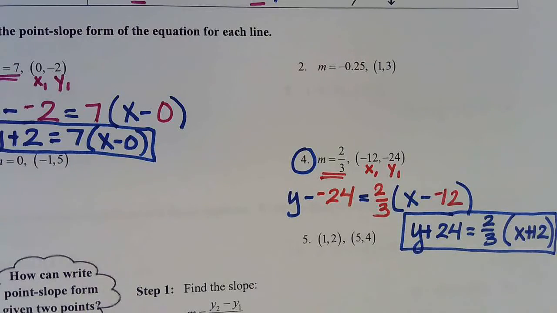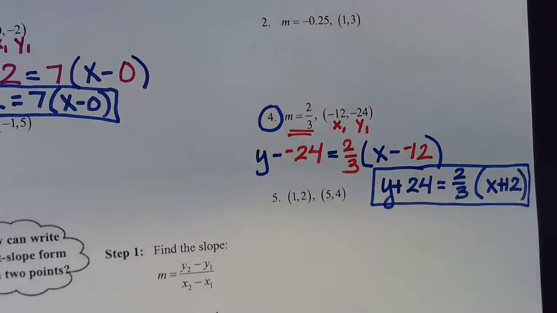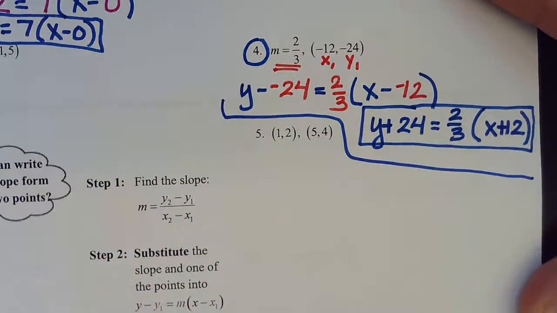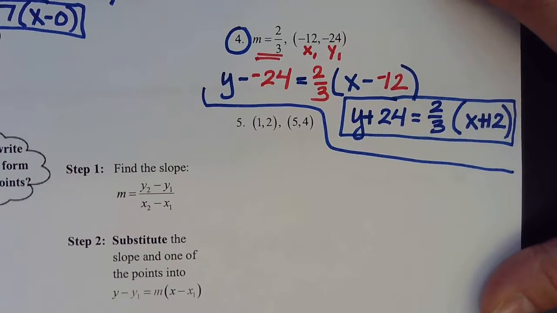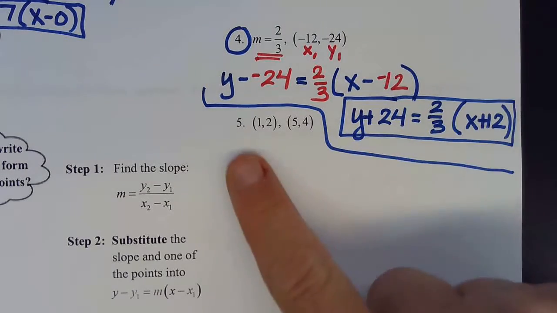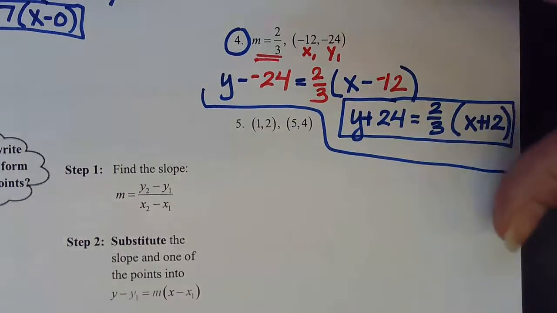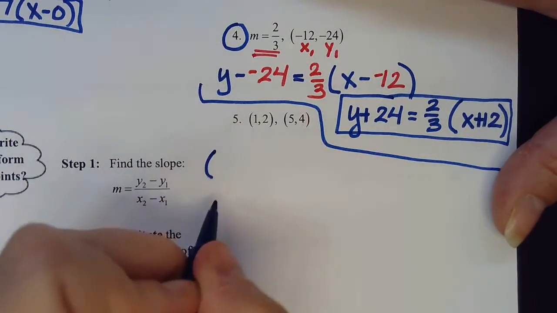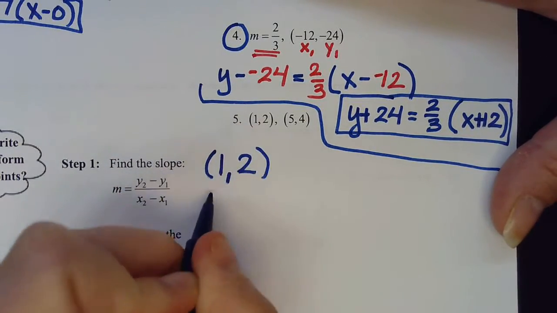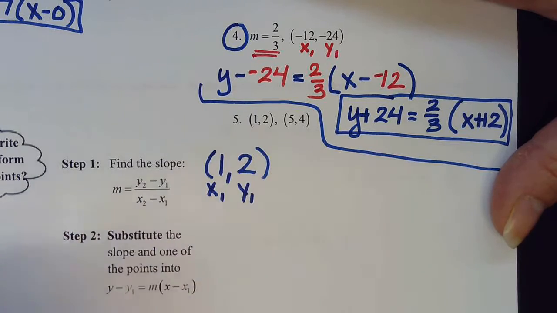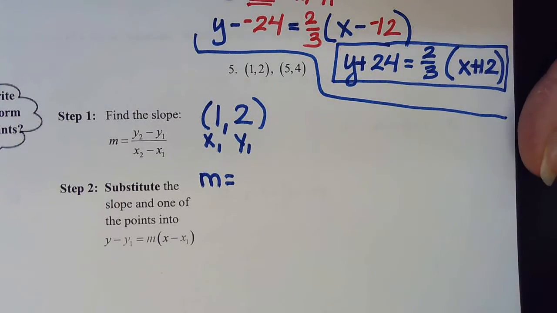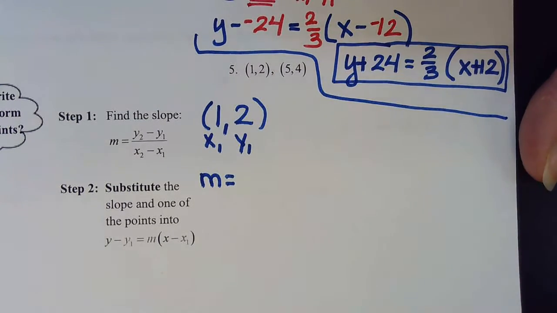Okay, so what happens though, like in number 5 here, what are you missing? The slope. So we have points. If I need to write it in point slope form, I have a point. You can pick whichever one you want. I'm going to pick 1, 2. That's my x1. That's my y1. I don't have my slope. But great news. You know how to find it.